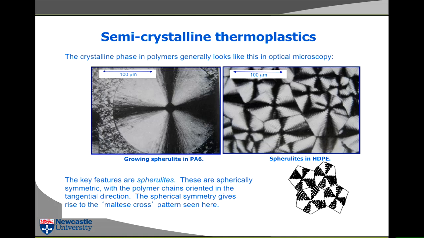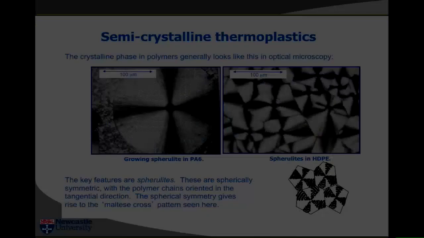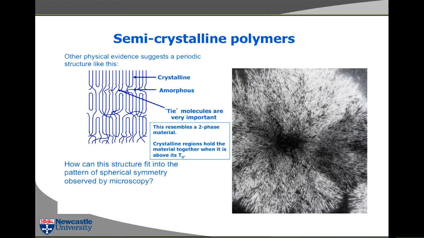People thought perhaps the chains wrapped around like a ball of string or a ball of wool. Of course, that would be no good, because there'd be nothing to hold it together, and that doesn't happen. What actually happens is the structure that you see. Oh, there's another picture. That's another type of polymer. I think that's a rubber.